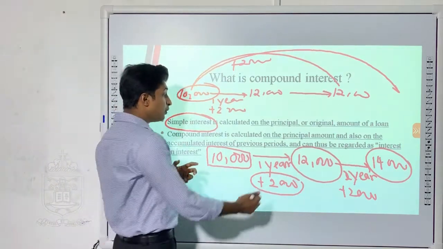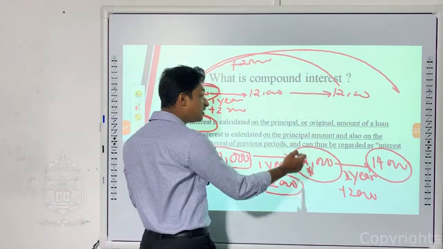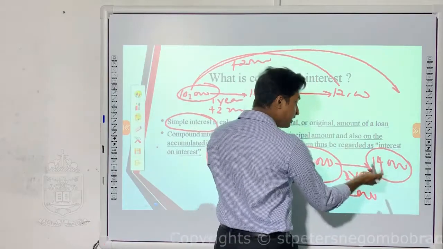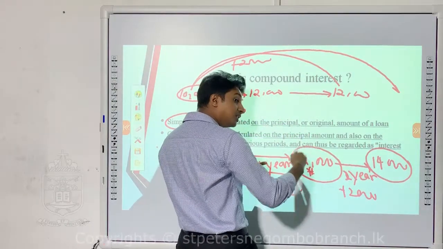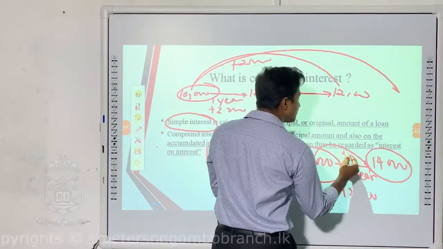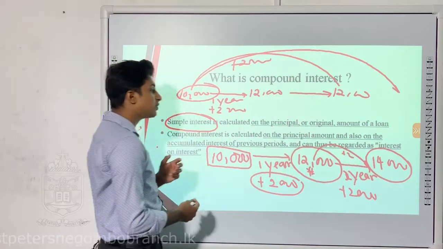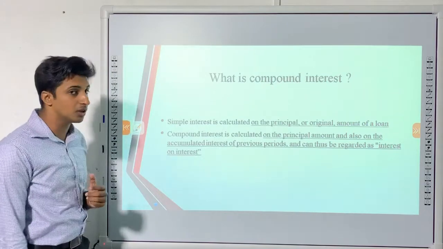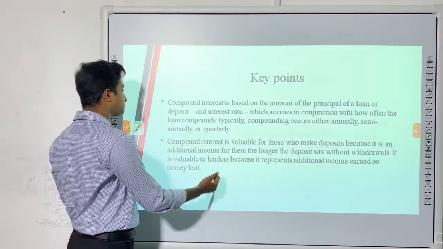That's true. When you count to 12,000, already an interest is added. The first year interest is added. But when you go to the second year, to this value with the interest, another interest will be added. That is why they say it is generally regarded as interest on interest.